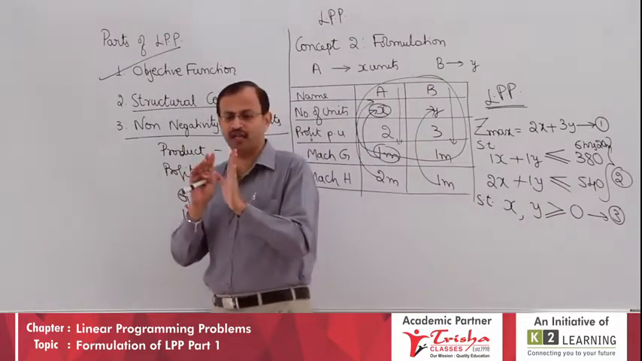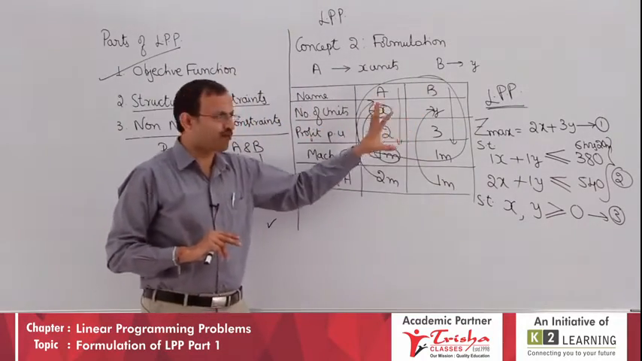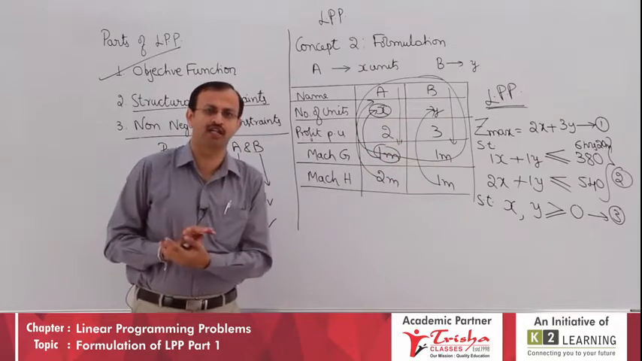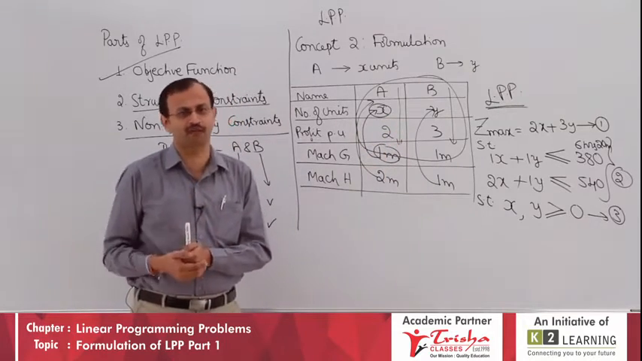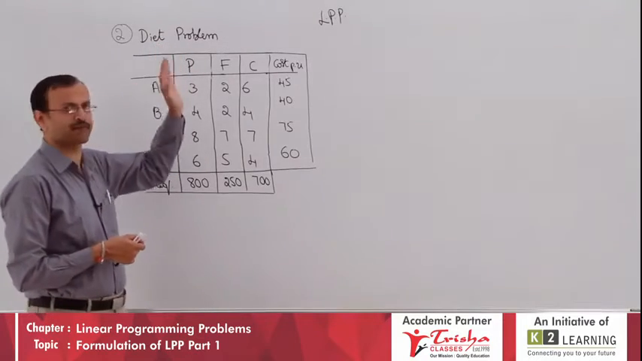So, we learned LPP has 3 parts. How do you work it out? Take x and y, formulate a mathematical model. So, students, we will go for the next problem. Students, now we look into the second problem. The problem is about the diet problem.